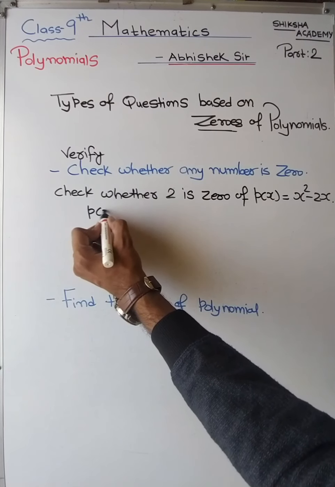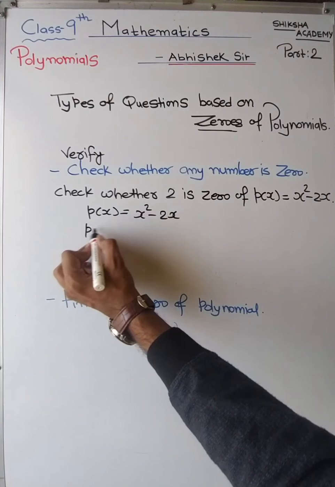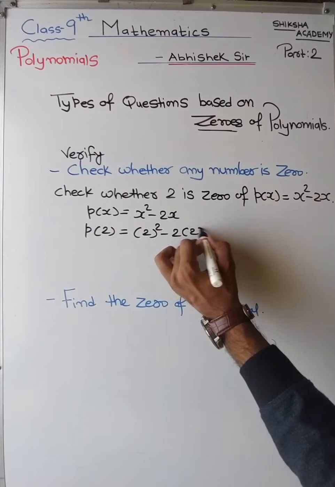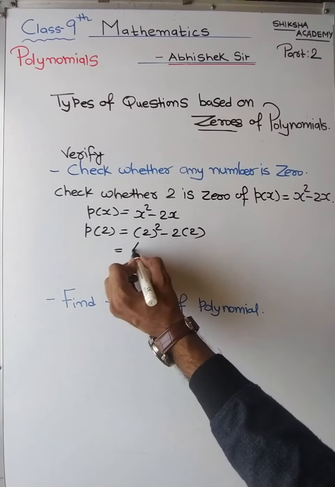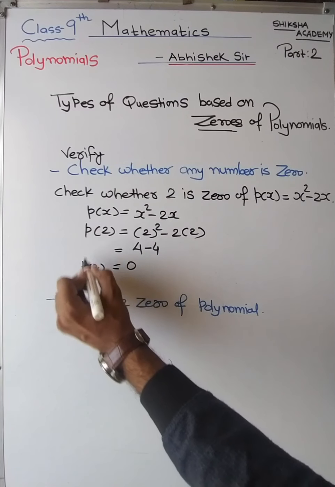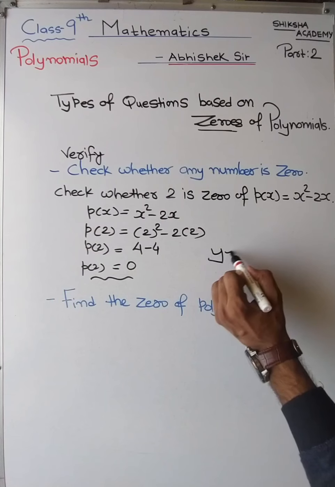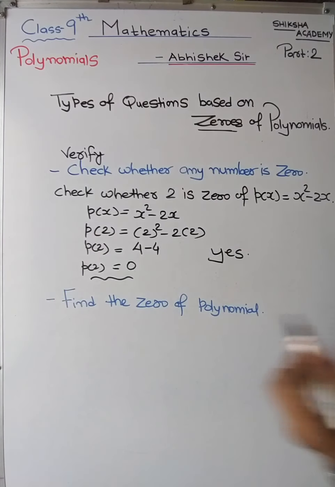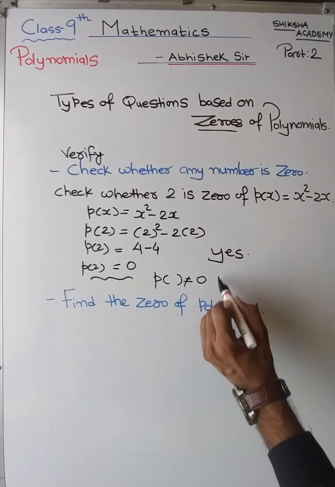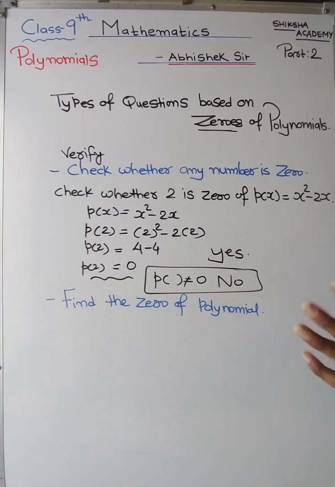So write p of x equals x square minus 2x, then put the value in the polynomial. 2 square is 4, 2 2s are 4. P of 2 comes out to be 0. That means the answer is yes. Clear? If p of any number doesn't come out to be 0, then only you will write no. Okay, so this is the first type of question.